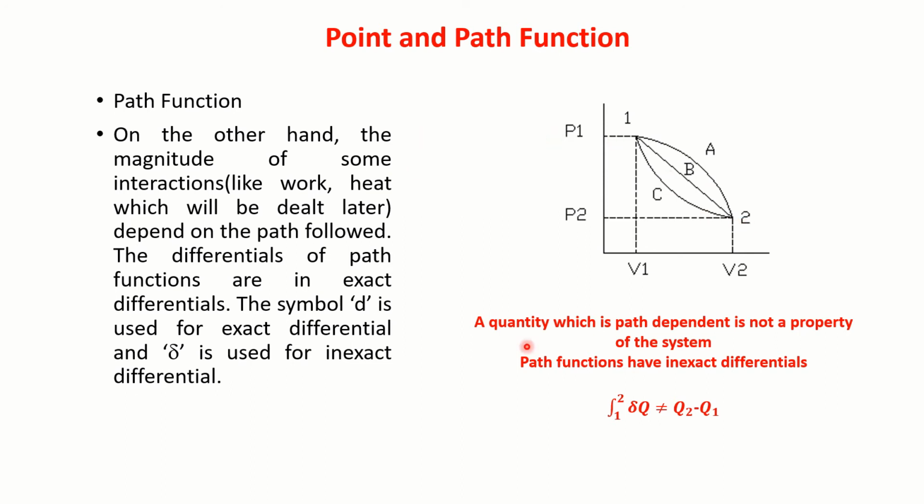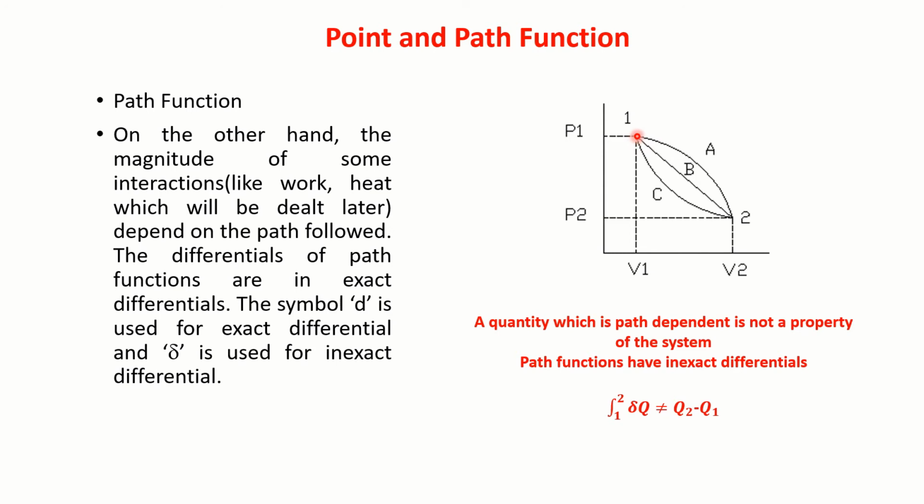Such a quantity which is path dependent is not a property of the system. We call it a path function. You cannot determine it by exact differentials; there are inexact differentials. Suppose the area under this curve is work. Pressure has unit Newton per meter square and volume is meter cube. If I multiply, it is Newton meter, which is nothing but the unit of work. So suppose I follow this path and the area under it is work.